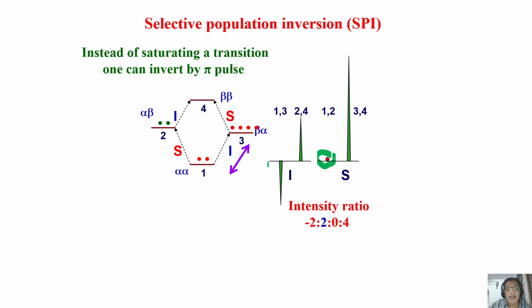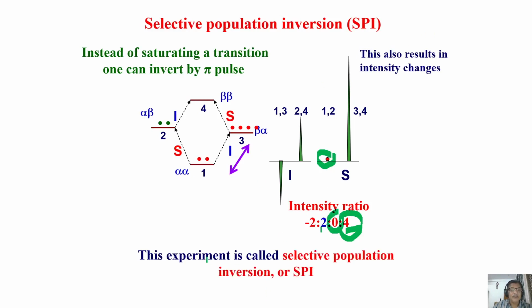You understand what is happening? Now consider transition 3-4. So this is 4, this is 0. What is the population difference? 4. So what is the intensity ratio now? -2, 2, 0, 4. Fantastic. I inverted one of the transitions of I spin and enhanced the signal intensity of the other one, the coupled spin, by a factor of 4. Of course, this has come down; we will worry about it later. But what it means is this experiment also changes the intensity. There are two ways of enhancing the intensity of the coupled spin. One is selective population transfer.